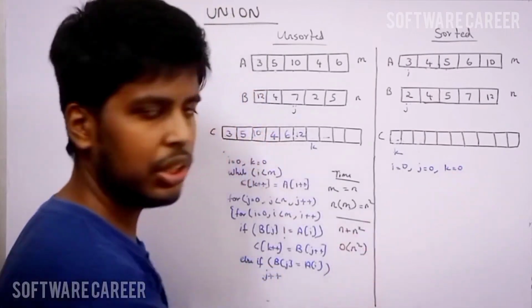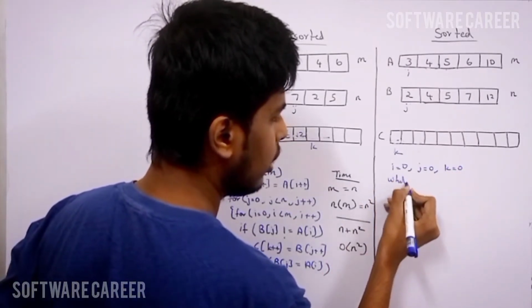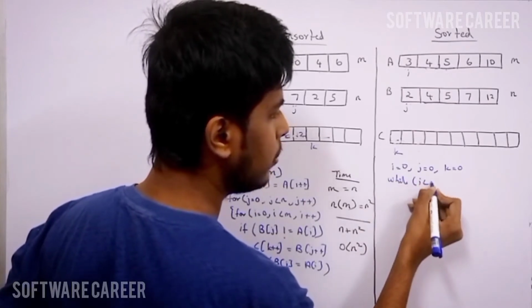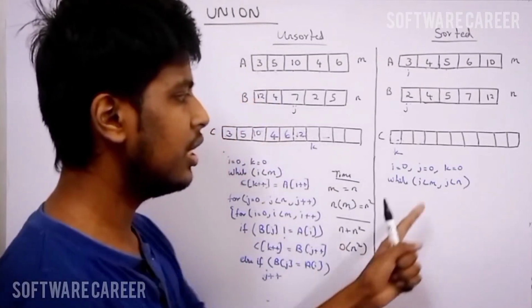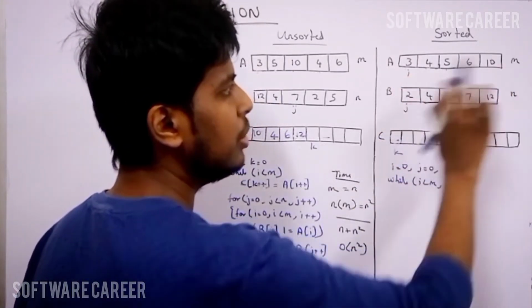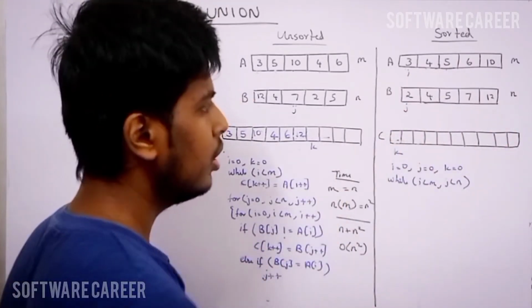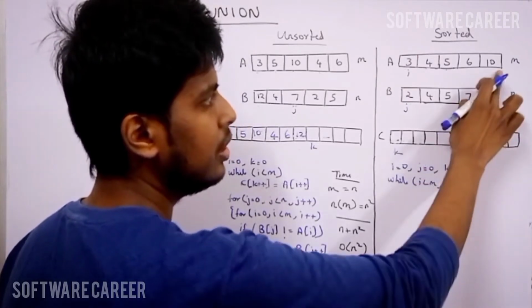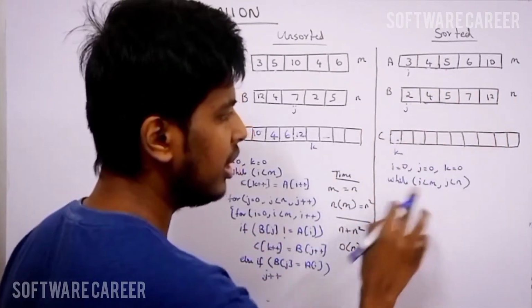I initialize the value. Now see, while I less than M, comma J less than N, I have written this condition. Why am I writing this condition? Because I travels all the elements present in A, then J also travels all the elements present in B. So I am writing I less than M, that is, till M minus 1, and J till N minus 1.